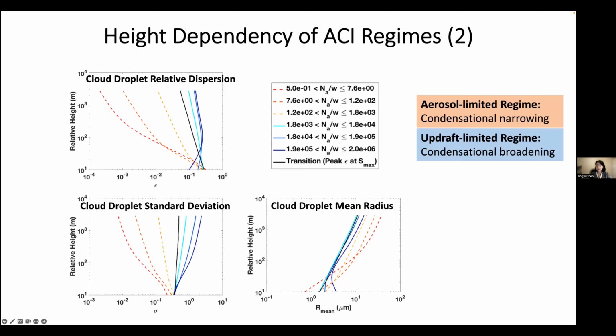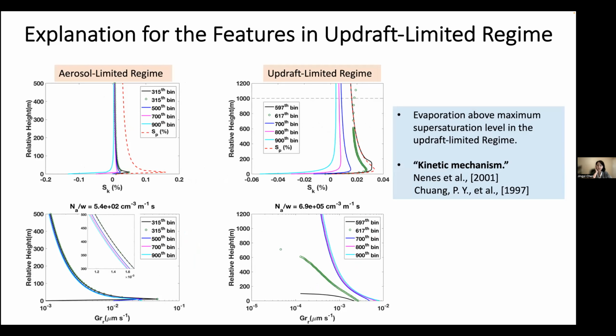Due to the difference between the parcel supersaturation and equilibrium supersaturation. Then the cloud droplet mean radius increases with the height faster in the aerosol limited regime and slower in the updraft limited regime. So this slide explains the features in the updraft limited regime about the deactivation.